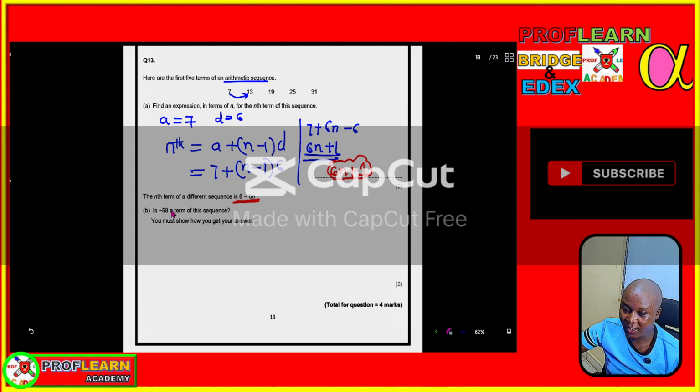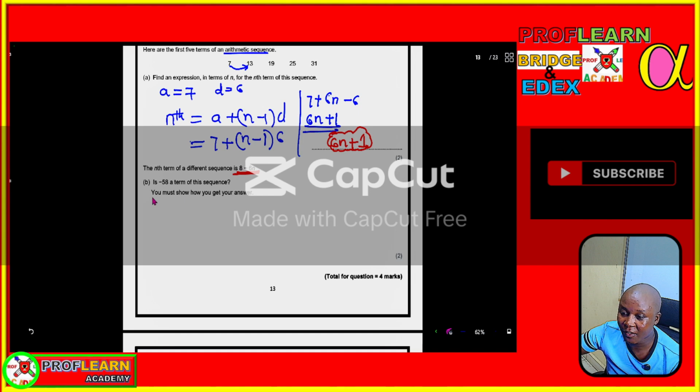The nth term of a different sequence is this. Is negative 58 a term of this sequence? How do we check if negative 58 is a term of this sequence?